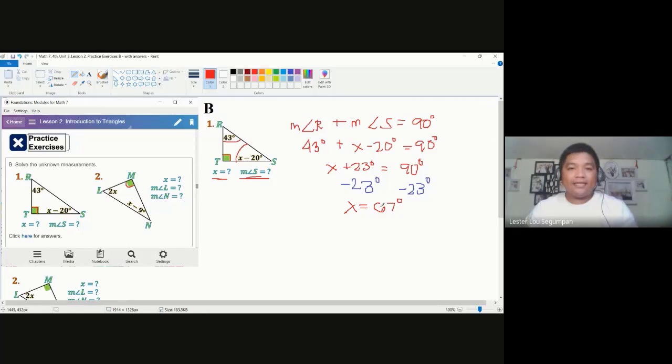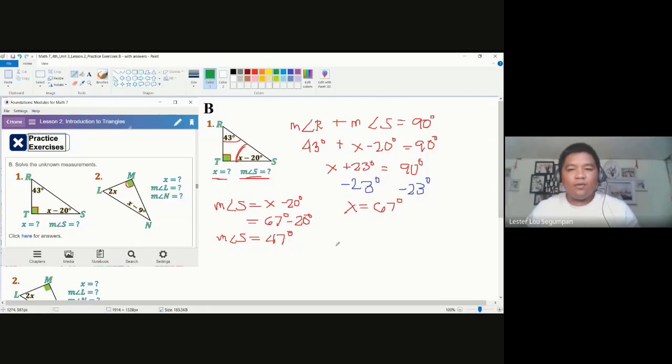We do have a checking later, but for us to check this, let us first get the measurement of angle S. Whatever will be the result for this, we will use for our checking. The measurement of angle S is given to be x minus 20 degrees. So I need to substitute the value: 67 degrees minus 20 degrees. The measurement of angle S should be 47 degrees using the computed value. This is the result after we substitute our computed value for x. But we are not yet sure if this is correct.